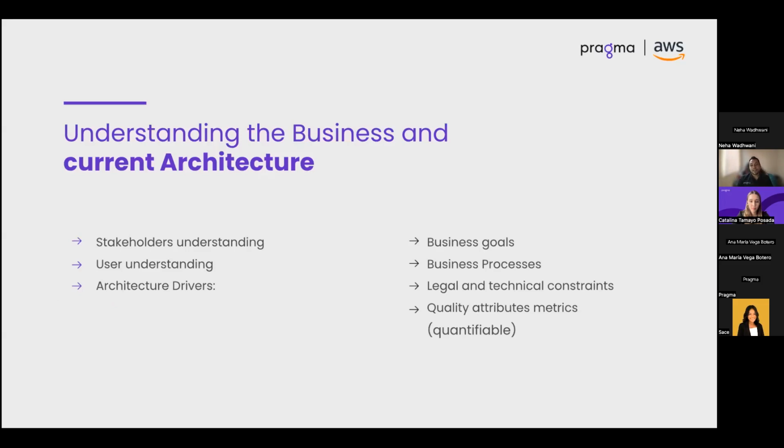Let's start our journey by understanding the business and current architecture. It's key to identify the company, understand their operation, and their goals. Equally significant is recognizing the stakeholders and their respective roles. We must identify the user along with the architecture drivers, encompassing business goals, business processes, legal and technical constraints, and quality attributes metrics. It's crucial to note that these metrics must be quantifiable. For instance, the API should respond in less than 3 seconds.